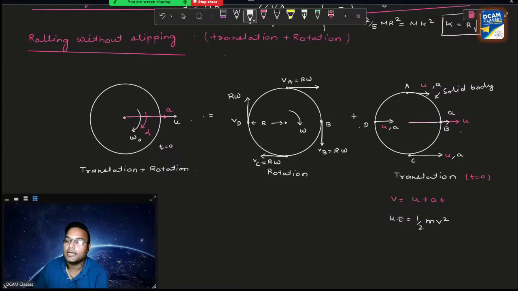Clear enough up to here? If anyone has doubts, ask me. Similarly, if it is moving with the angular acceleration alpha, the tangential acceleration will be r alpha. Its acceleration Ac will be r alpha in the backward direction. Its acceleration Ad will again be r alpha in the top direction. Aa will be equal to r alpha in the forward direction. Same direction.